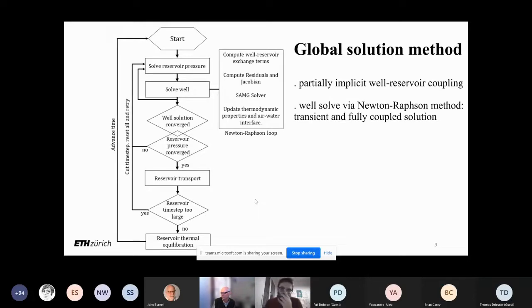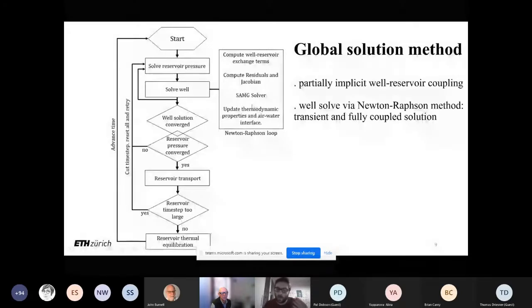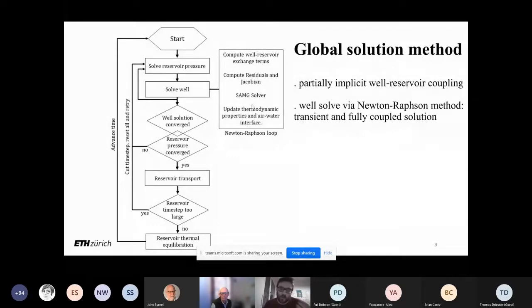And this is the flow chart of the global well and reservoir model. We solve reservoir pressure with the CVFM scheme presented by Alina, and then we solve the well. This means computing the well-reservoir exchange terms with the Peaceman formula, then computing the residuals and the Jacobian, solving this system, and then at every iteration updating the thermodynamic properties of the segments, and also updating the location of the air-water interface.